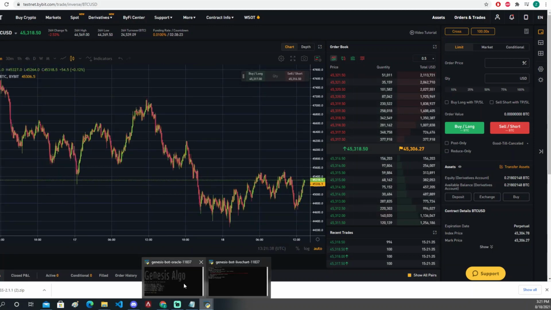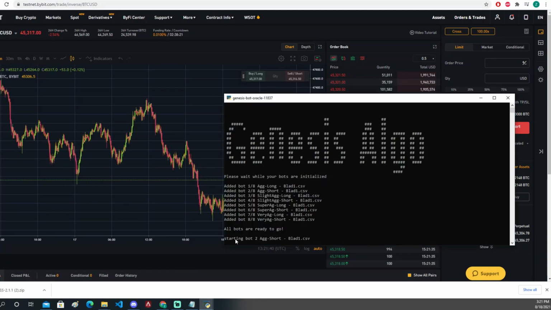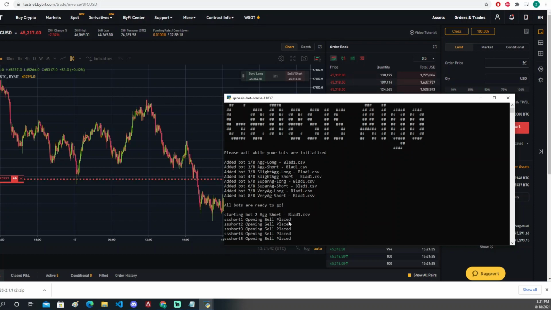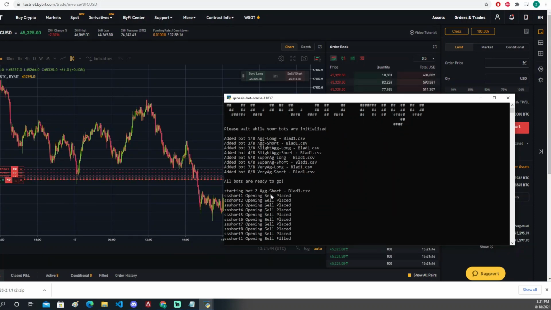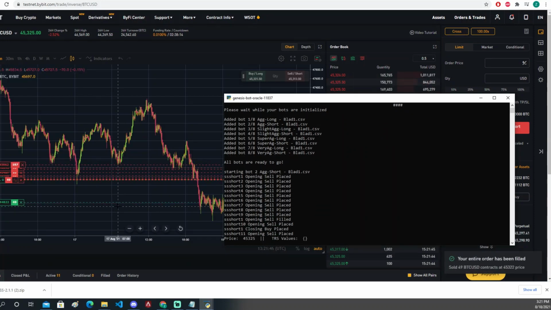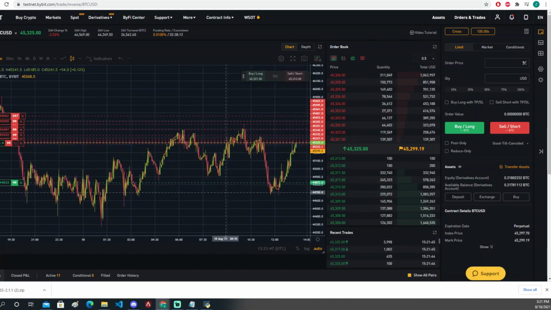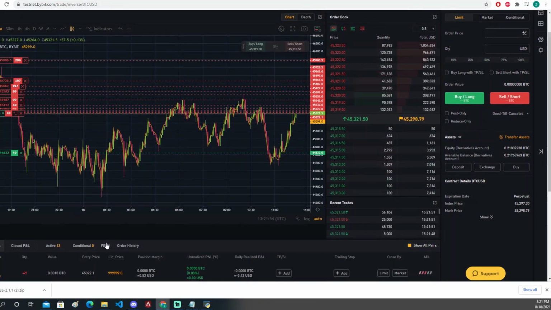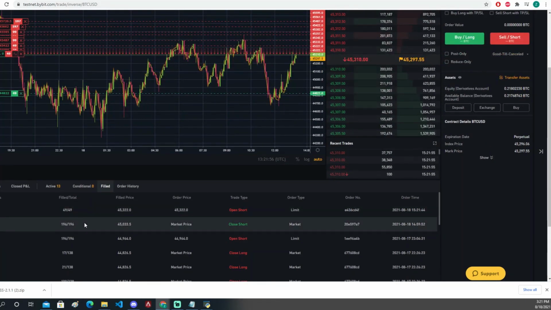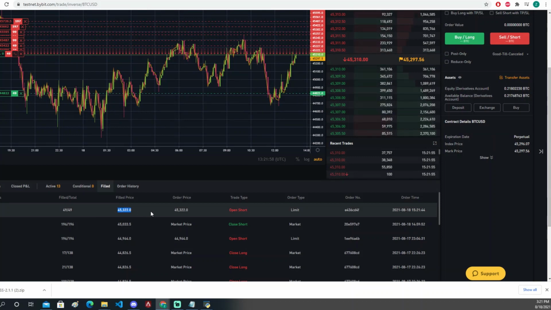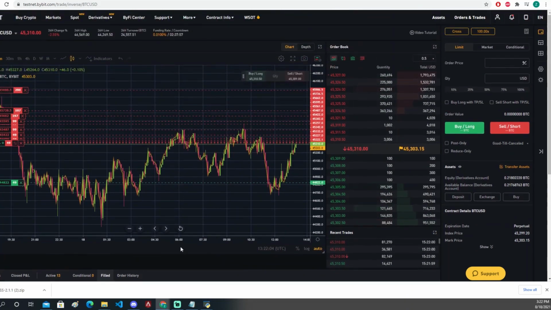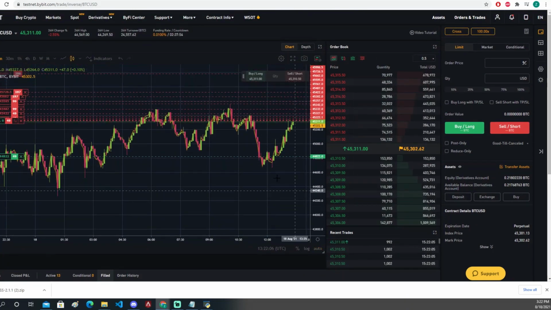and how you can confirm that a bot is running is that in this window it will say starting bot to X short and so on. What we can see right away is that a $49 order was filled and the exit is already placed, so it's very fast. This is the particular trade, and it was a limit order. That means we have been paid to open this trade. That's what it will be doing.